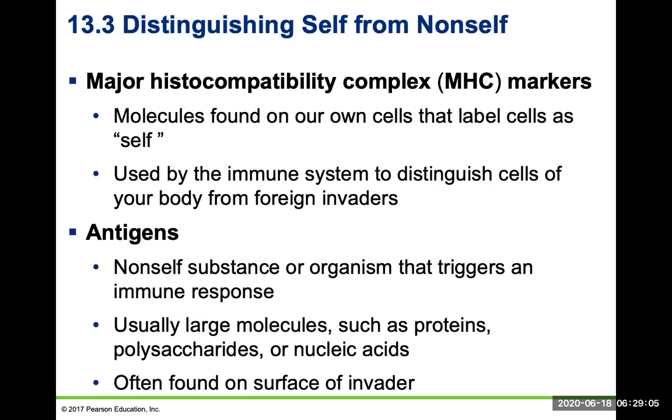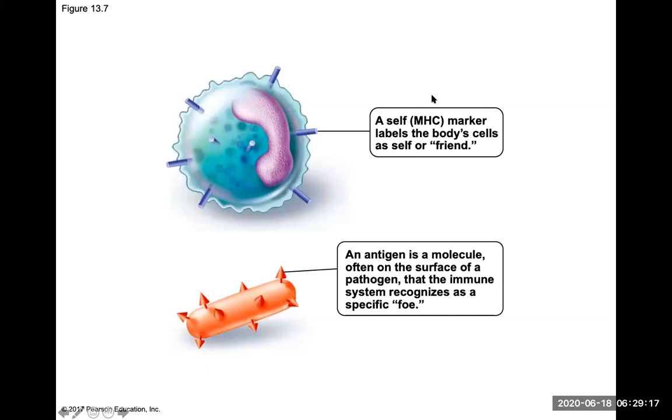Antigens are non-self substances or organisms that trigger an immune response. They're usually large molecules such as proteins, and they're often found on the surface of an invader. So this is a self marker, and then an antigen is something that the immune system would recognize as a foe.